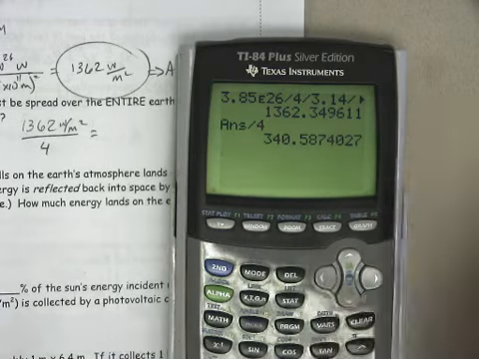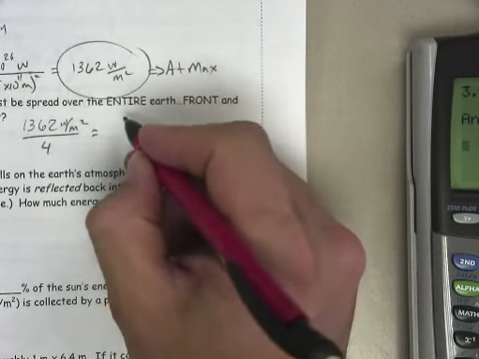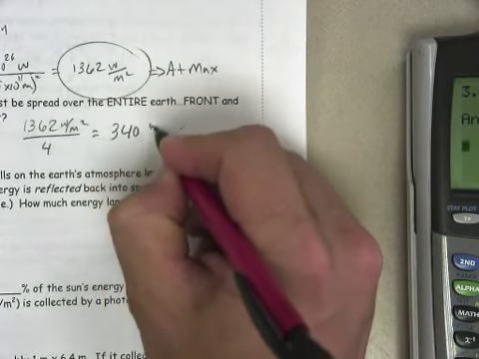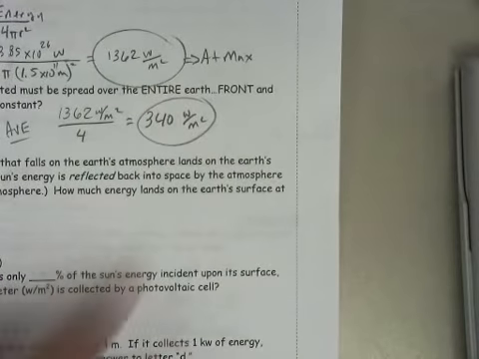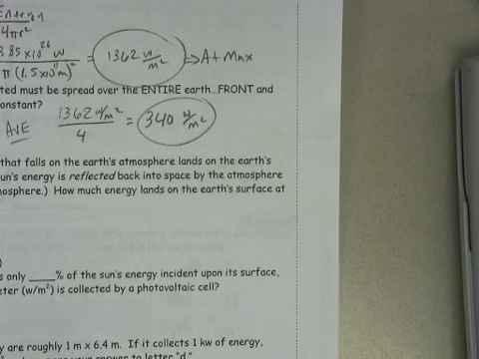So we're going to divide by 4, so we get 340 watts per square meter. So this number is a little more realistic. So if you had a solar panel at the top of the atmosphere, and it was collecting the energy needed to power everything inside your house, you could operate 3 100-watt light bulbs, and that's it.